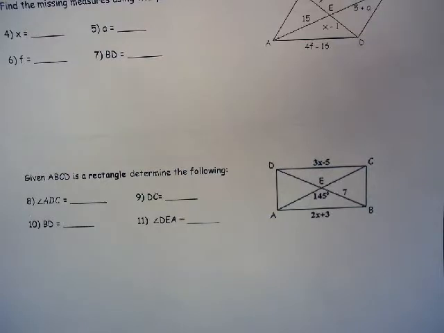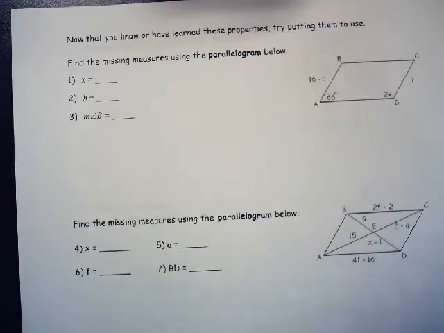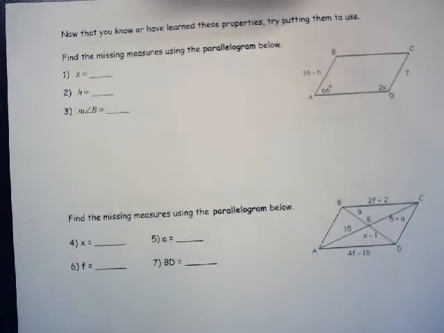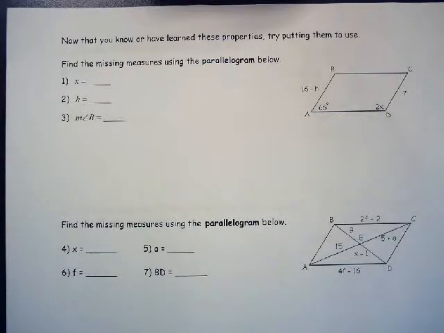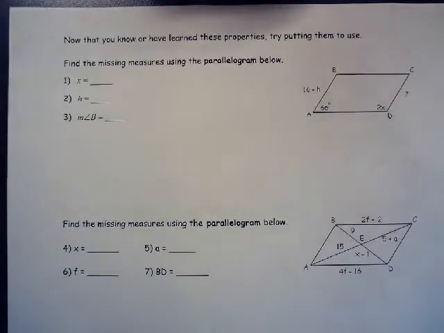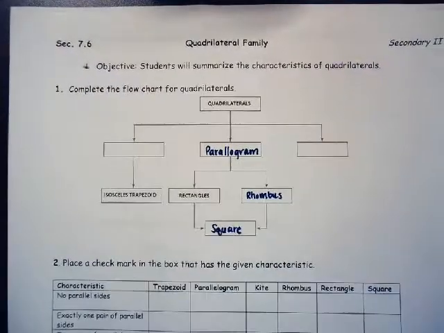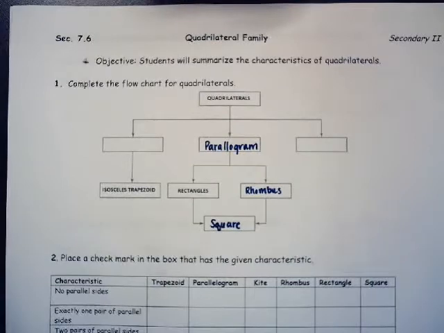Now we're going to use that information to complete some practice problems. So now that you know or have learned these properties, try putting them to use. Find the missing measures using the parallelogram below. So this is a parallelogram. Remember where that fits in our properties here? Up here. If you need to refer to your paper to see some of the properties, you can do that as well.